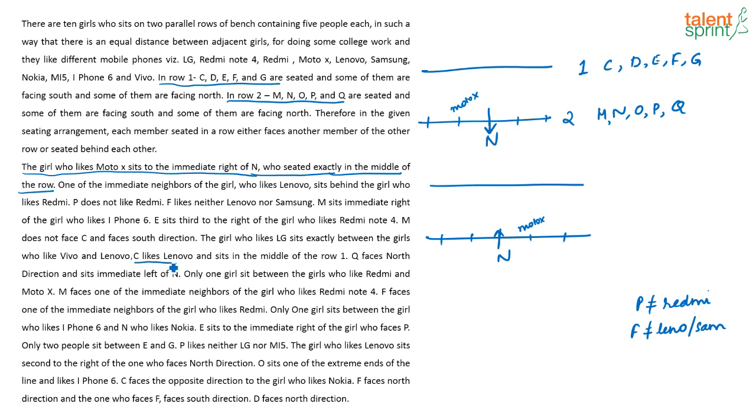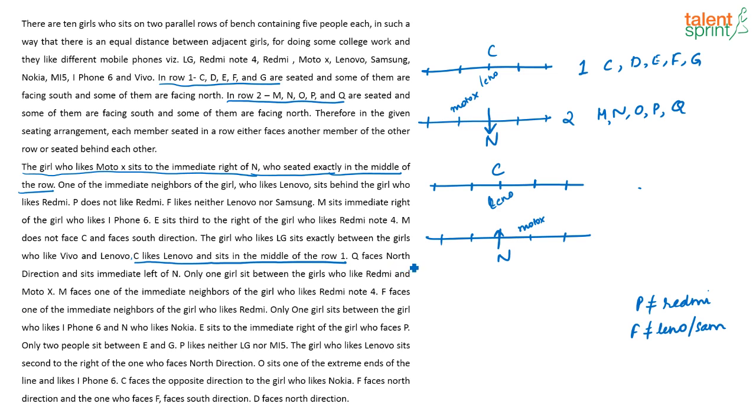See, so this is what I am going to fix next. We are not able to take the information in order. You will have to keep reading through the passage, and wherever you see information, try to fix that person. So C likes Lenovo, so C is coming here. C likes Lenovo, sits in the middle of row 1.